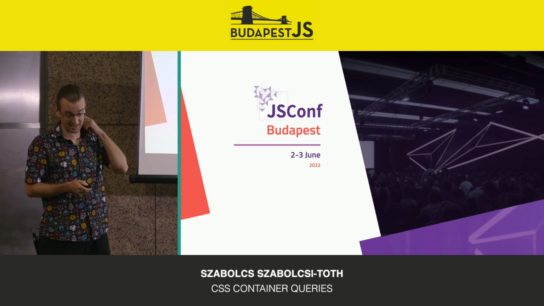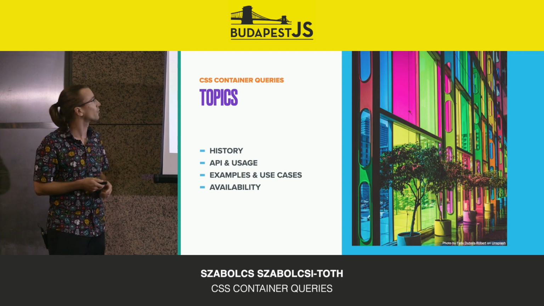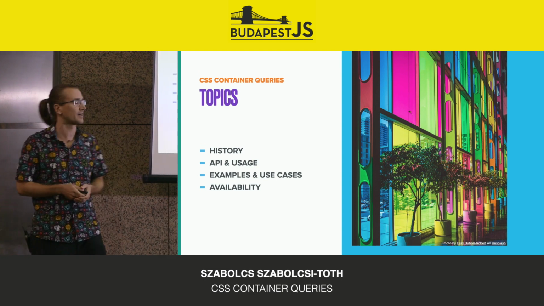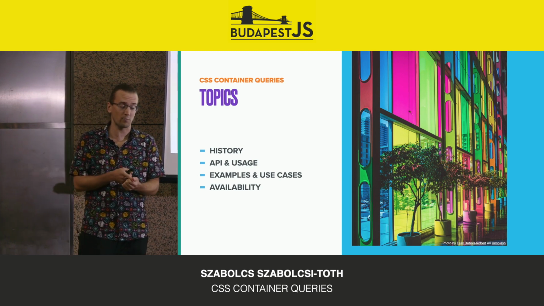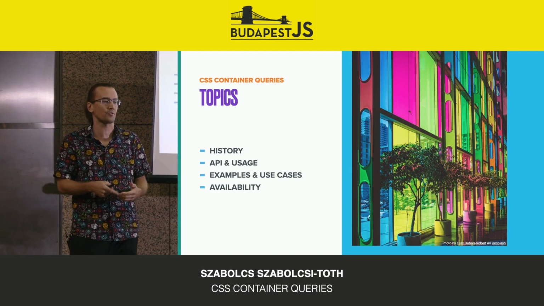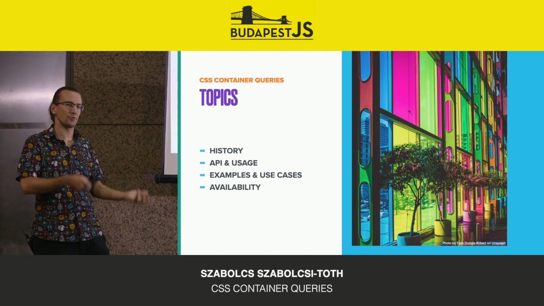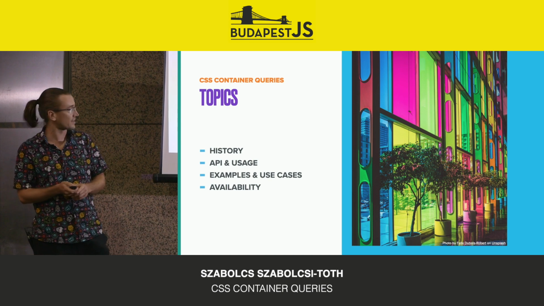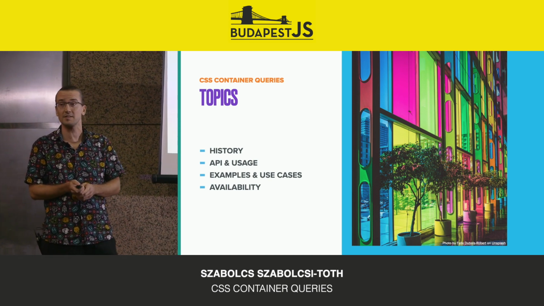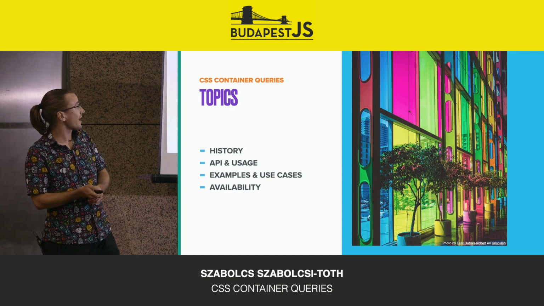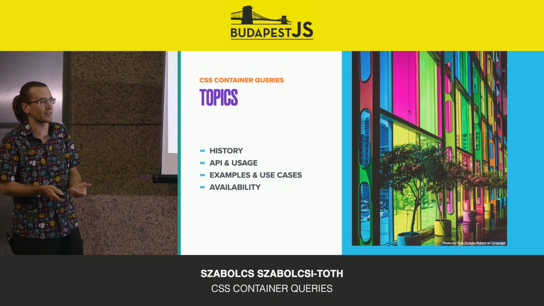So, but let's get back. What's the topic of today? So today I'm going to talk about CSS Container Queries. A bit of history. What is it, and why did it take so long to actually bring it to you? There will be some examples on how to use it, some API and usage examples, then actual real life examples and use cases. What is it good for? And last, some availability information. That is, can you use it or not? Can I use it or not?